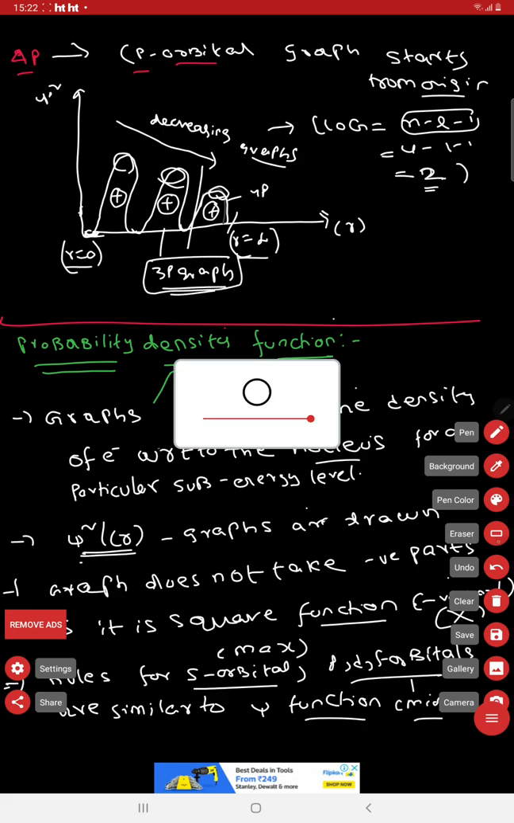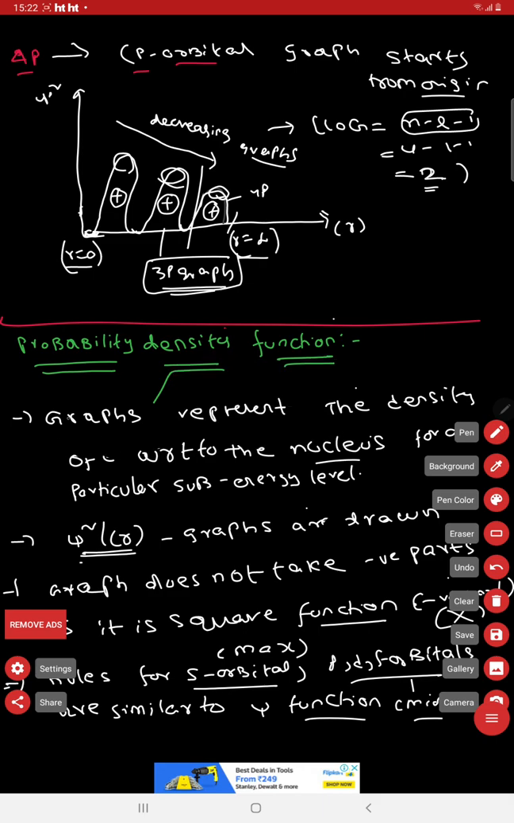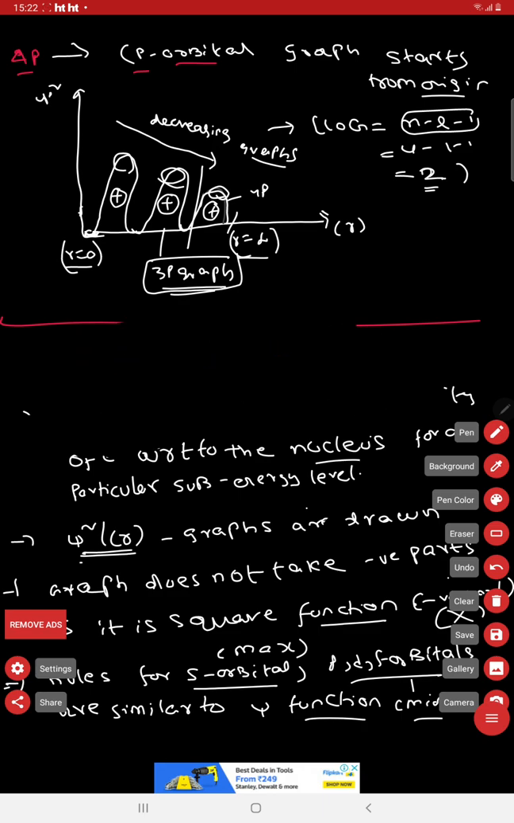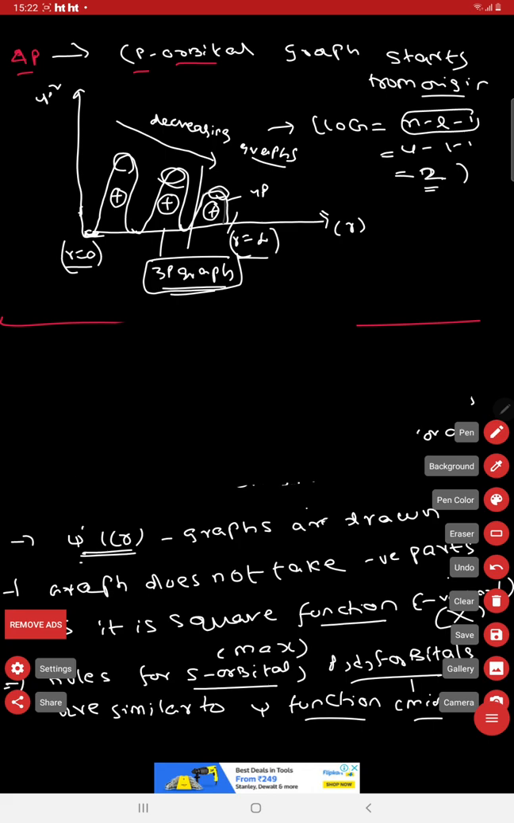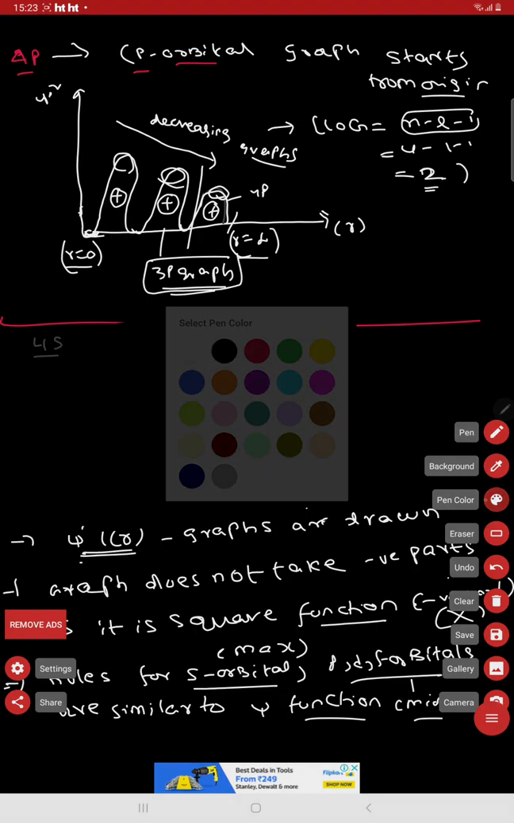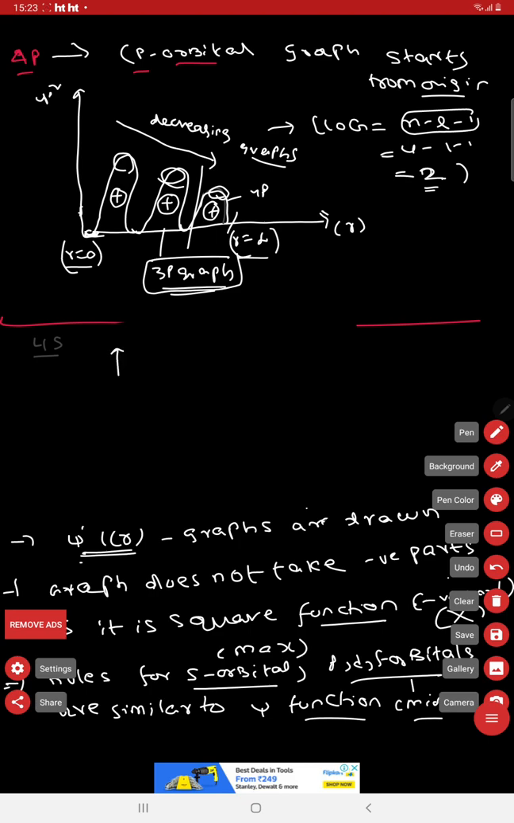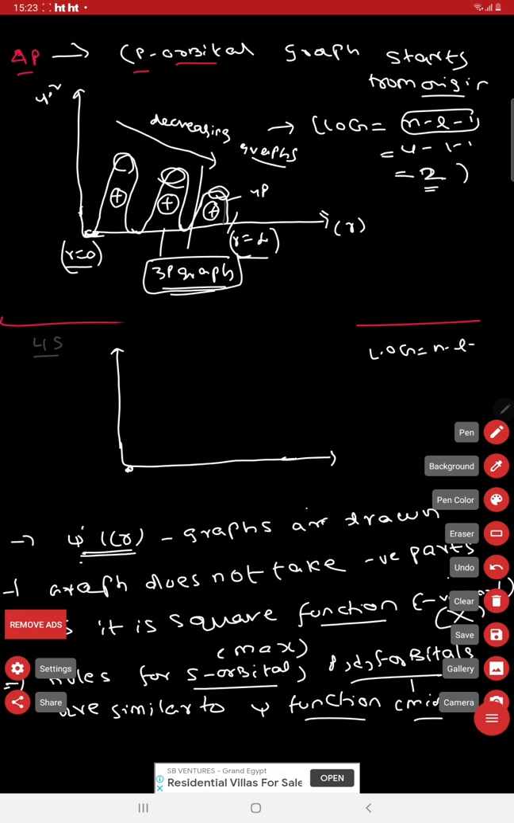Next I will draw one more graph so that it will be better. I'll draw for 4s. Just listen. For this graph I am drawing, the length of the graph, first we need to calculate n minus l minus 1. 4 minus 0 minus 1, it is 3.